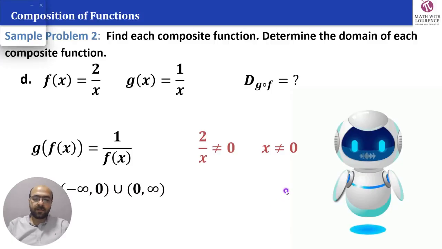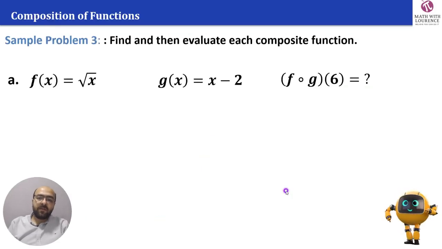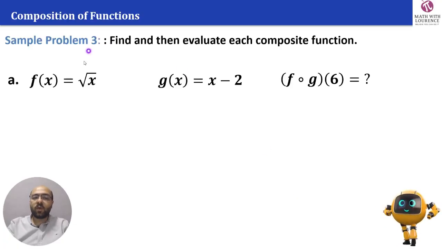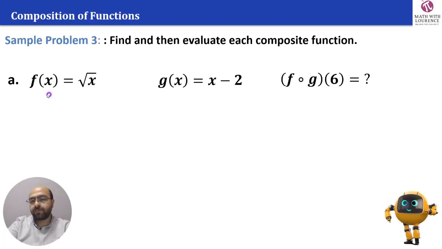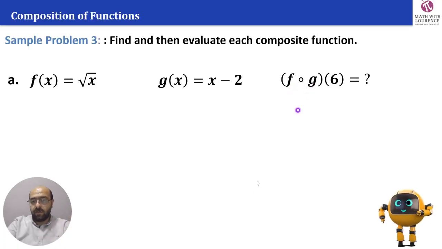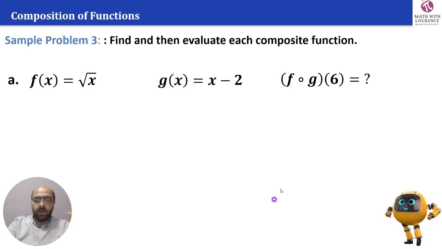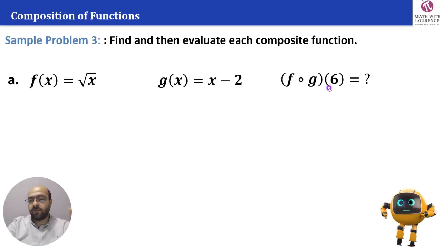Well, another exercise. Find and then evaluate each composite function. Here we have a square root, so this is the third situation. f of x equals root of x, g of x equals x minus 2. He asked me to find f of g. That means I will combine f and g, then I will substitute 6 in the last composite function I have.